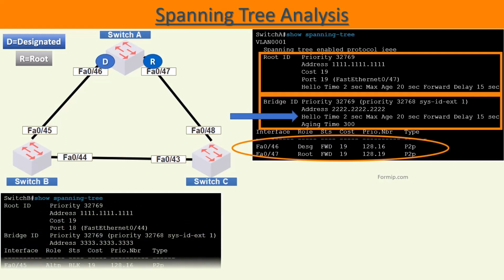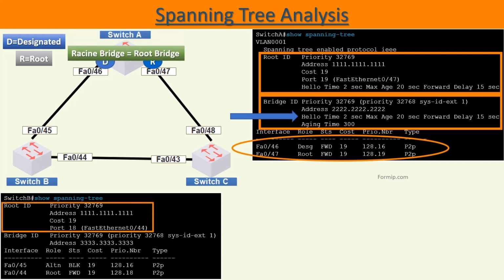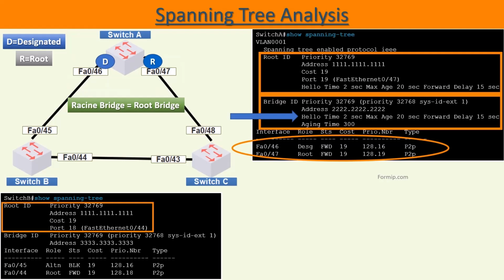Now let's take a look at switch B. Here we see information about the root bridge. We see that the data is similar to switch A. The root port of switch B is port 44. Here is the data of switch B. The priority is the same as on switch A, only the MAC address is different. Here, switch B has the same MAC address, only with 3.